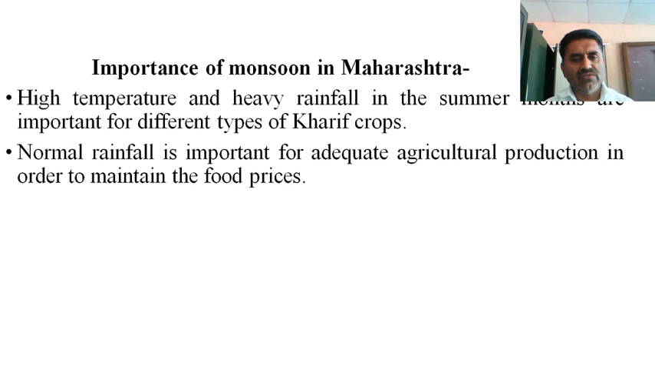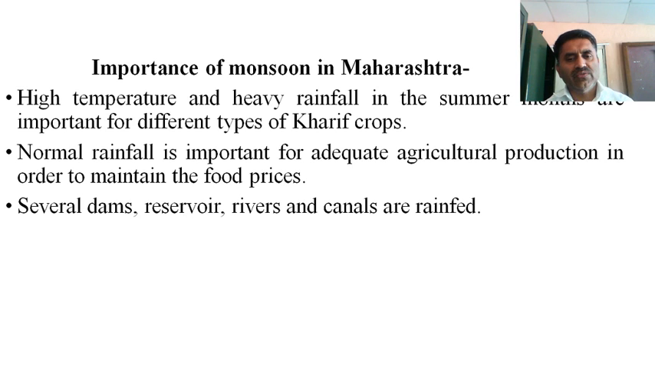Several dams, reservoirs, rivers and canals are rain fed. As you know, Maharashtra has a large number of dams, a huge number of dams. That is, there are 1,500 dams. There are various reservoirs like KT weirs, percolation tanks, and many small farm ponds are there. Some seasonal rivers, some perennial rivers are also there.